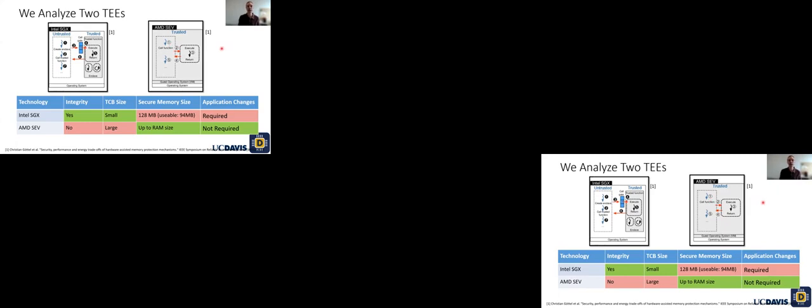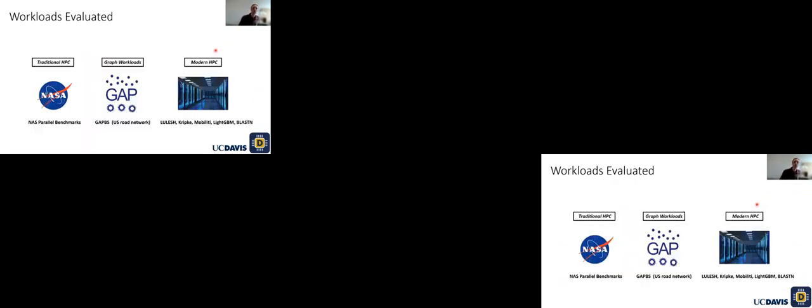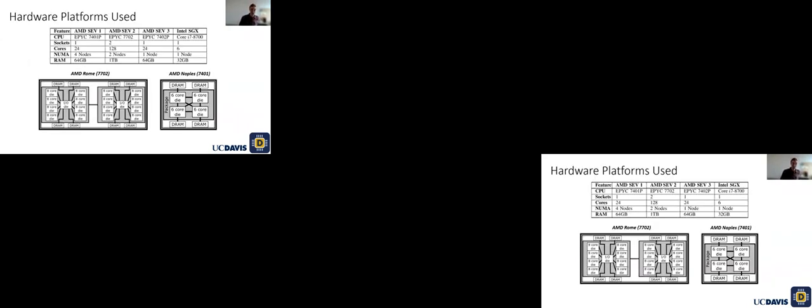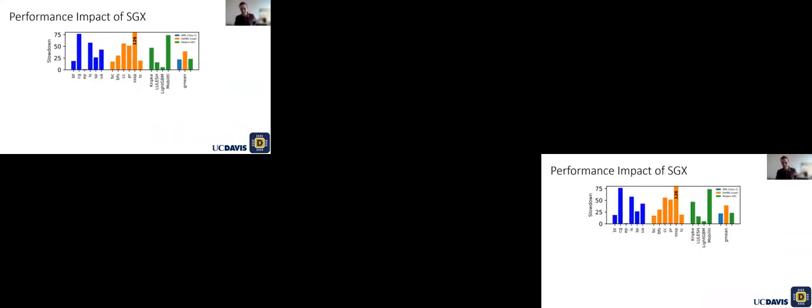AMD SEV, on the other hand, encapsulates an entire guest virtual machine as the trusted component. So this allows you to run things up to the size of the RAM in your system, but the trusted compute base is much larger. So we evaluated a host of scientific computing workloads, from traditional HPC to modern HPC, on these systems. We looked at a variety of different AMD systems as well as an Intel SGX system. So let me just give you a quick highlight of what we found.